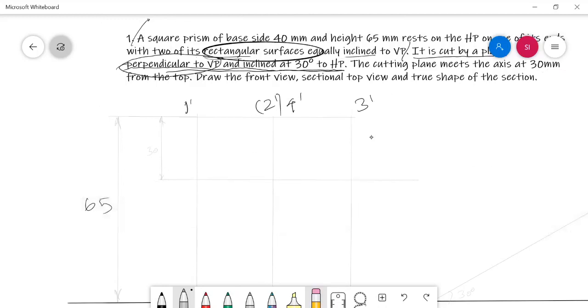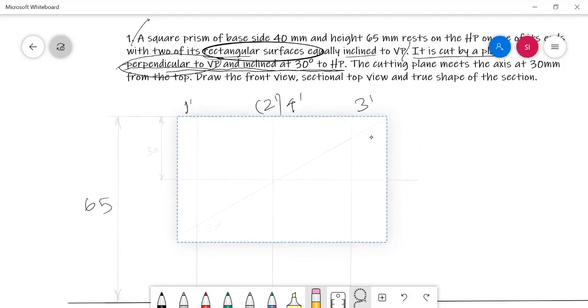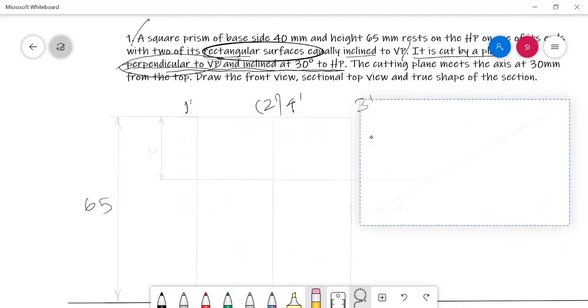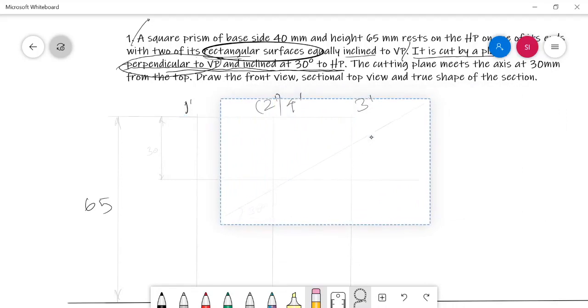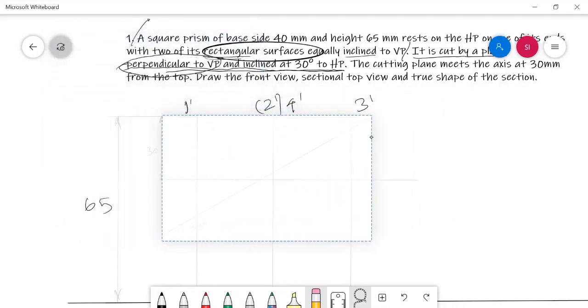So in this range, we are going to place our 30-degree inclined cutting plane. This cutting plane can be located 30 degrees to HP, inclined, here to cut the solid. So I'm having a 30-degree to HP inclined cutting plane. That cutting plane should meet the solid axis at the point 30 mm from the top.